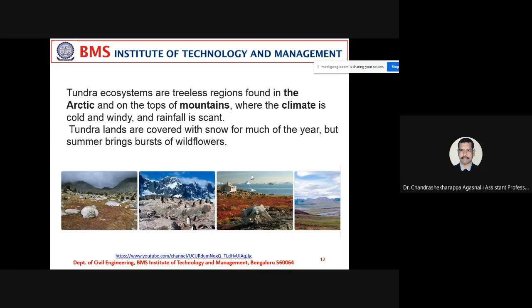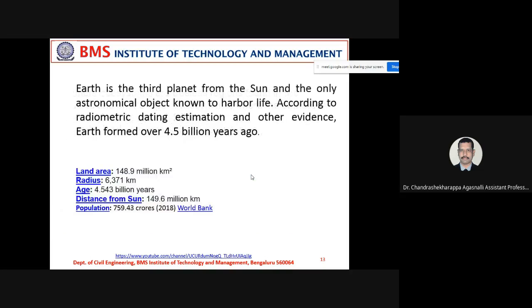These are different types of ecosystems on Earth. Now let's come to the Earth. Earth is the third planet from the Sun and the only astronomical object known as the harbor of life. According to radiometric dating, the estimations and other evidences, Earth was formed over 4.5 billion years ago. Just keep this in mind.